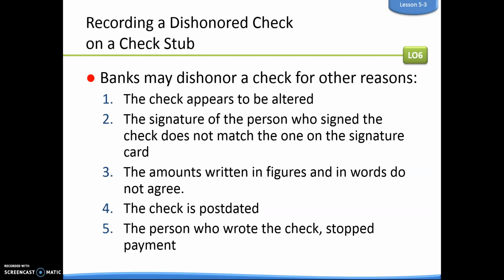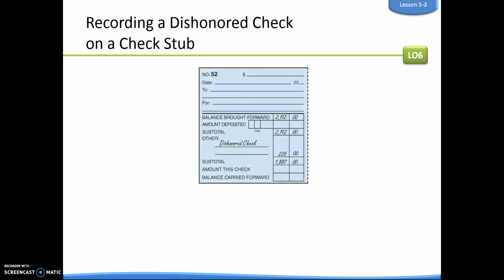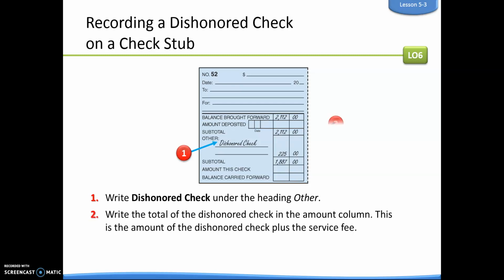So those are some examples of where banks may dishonor a check. To record that, we use that other section on our check stub, the same place where we record service charges. We can put a dishonored check there as well. We write dishonored check under the heading as listed here. We write the amount of the dishonored check, which was $225, and then we calculate our new subtotal. Remember, dishonored check means that it didn't go through, so we are subtracting.